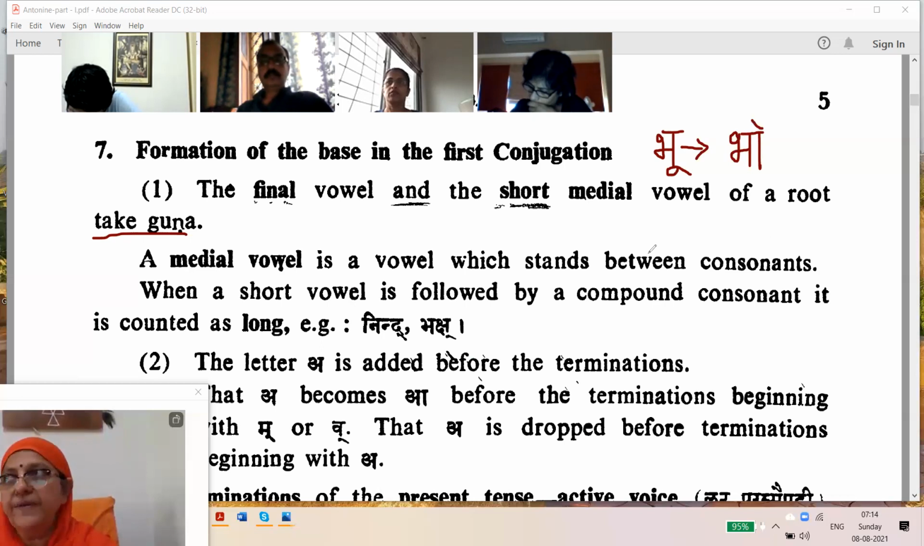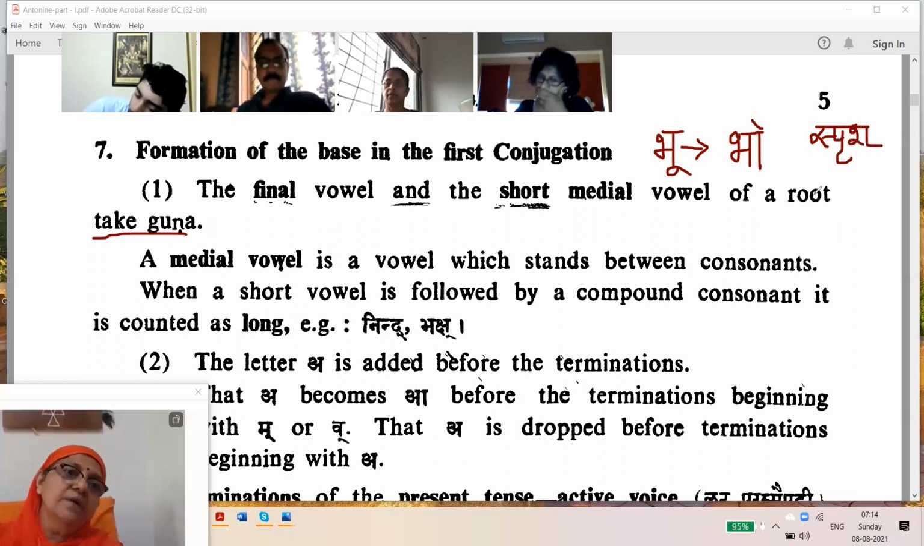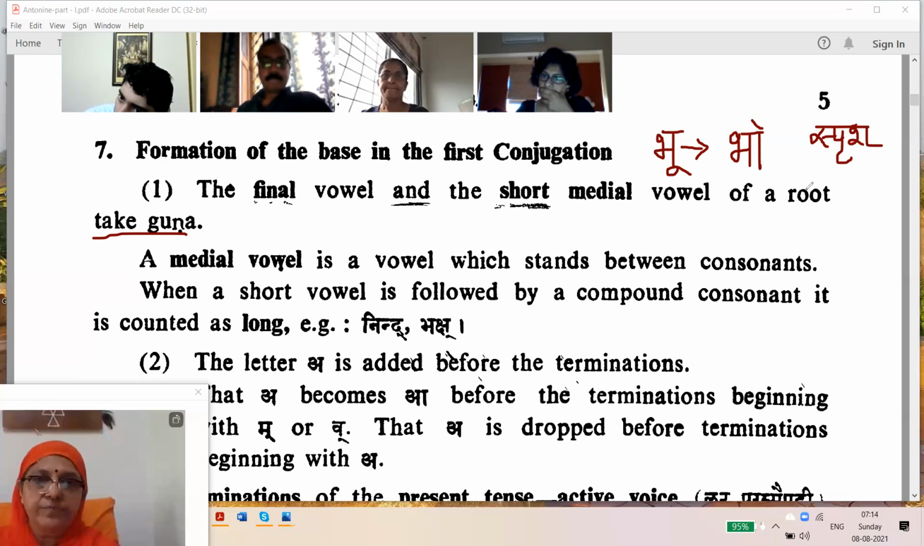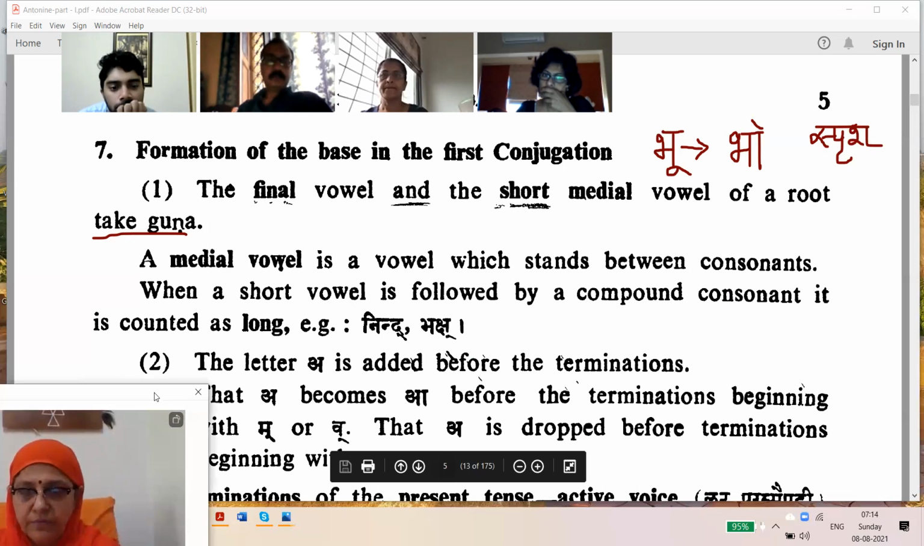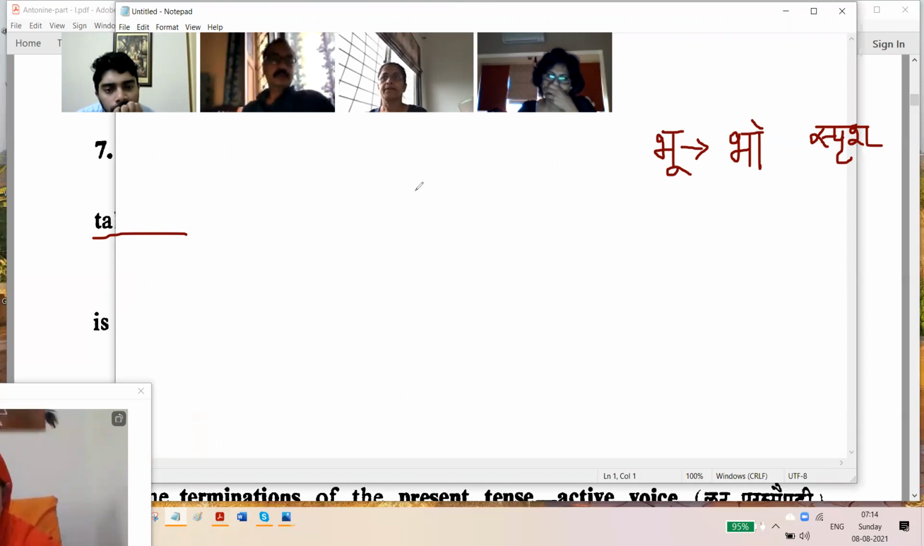Short medial vowel means something like sprush, which means to touch. So what is the guna of r? This is the rule, compulsory: all the verbs will first have their base formed like this.